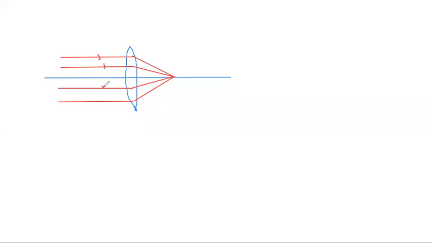So if parallel rays are incident on a lens, they converge at a point, right? And this point is called the principal focus of the lens.